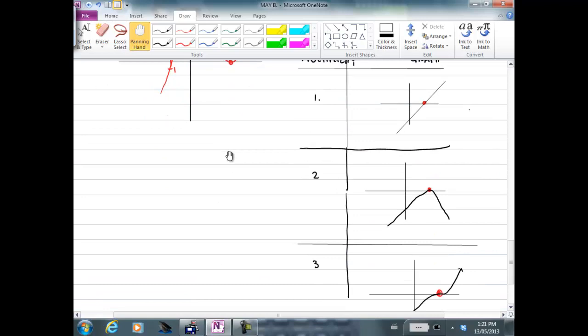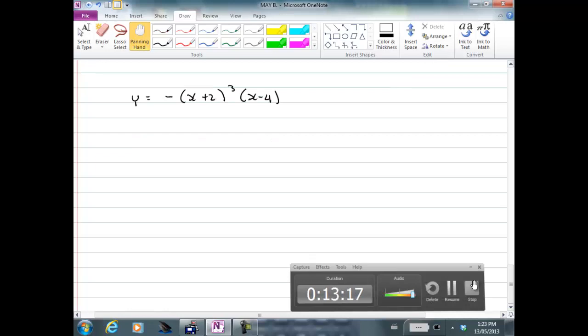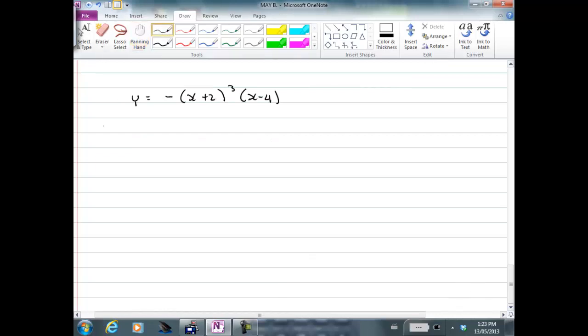Try this question, please. Same concept. y equals negative (x plus 2) cubed (x minus 4). I'm going to pause. Starting with everything, the y-intercept is the key. What's your y-intercept? 32? Y-intercept is 32.